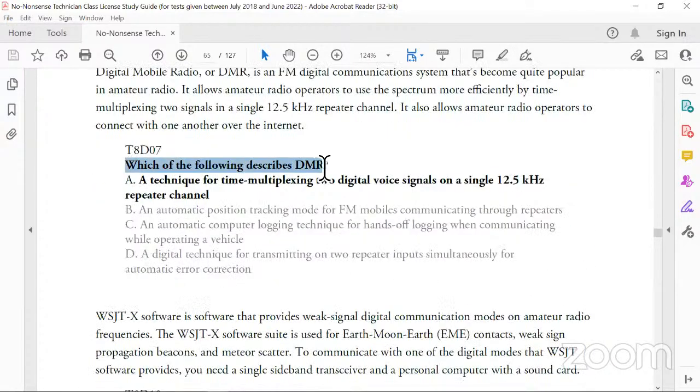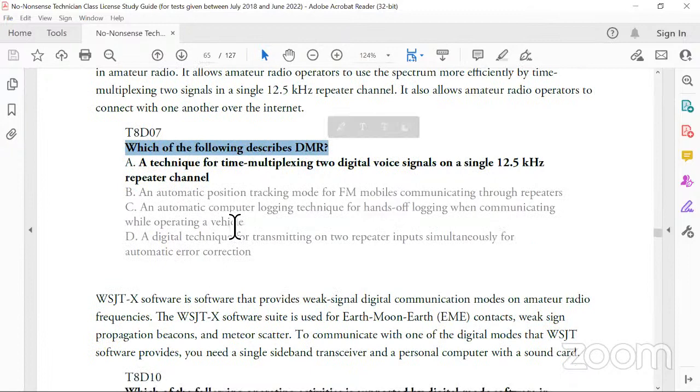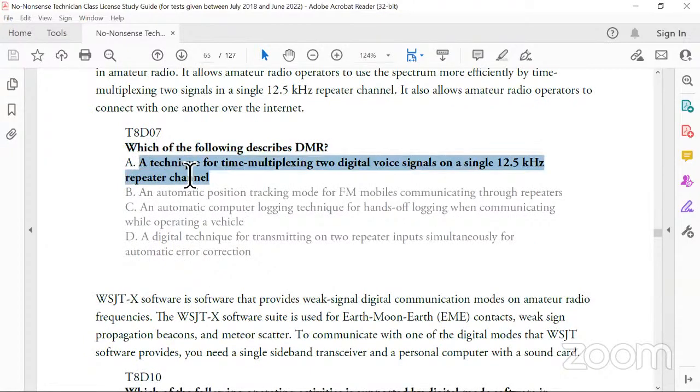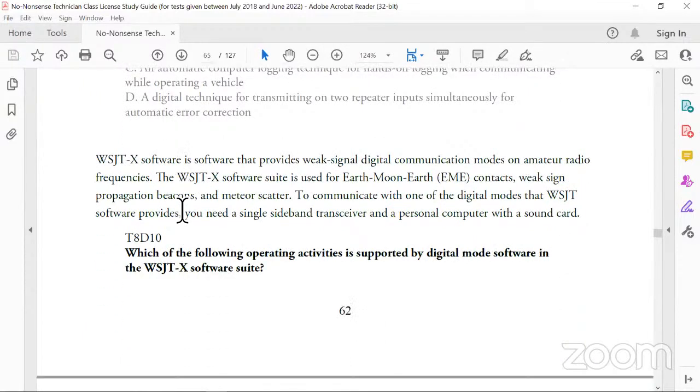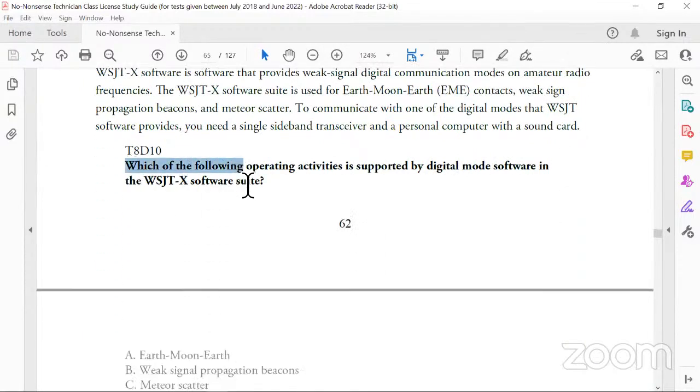Next question in the question pool. Which of the following describes DMR? And you may remember DMR is a digital voice mode. So it's a technique for time multiplexing, or TDMA, two digital voice signals on a single 12.5 kilohertz repeater channel. Right? So very good mode. Digital voice. Next question in the question pool.